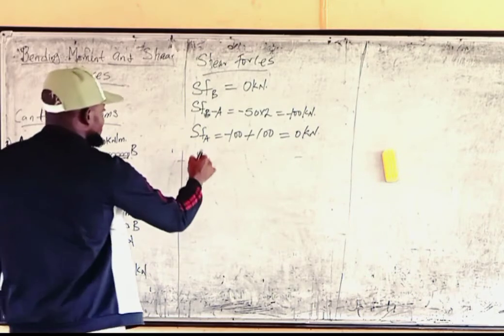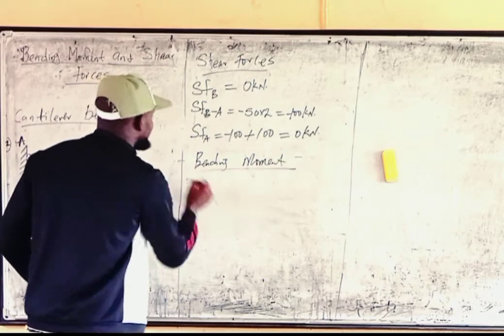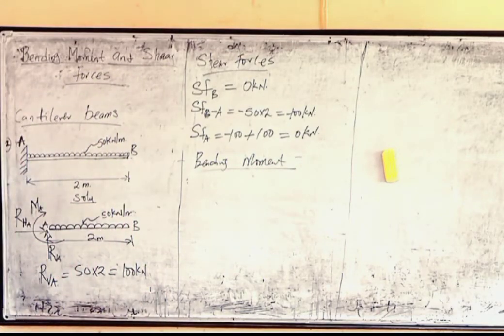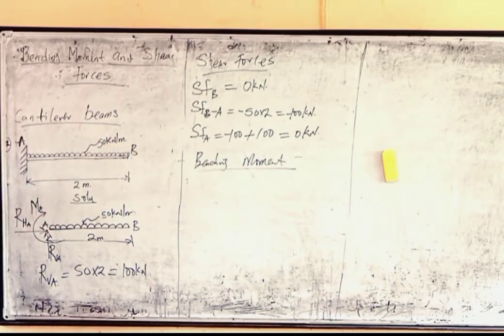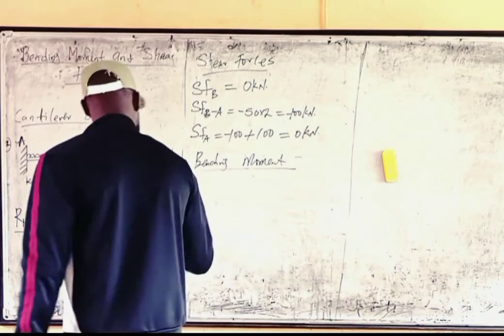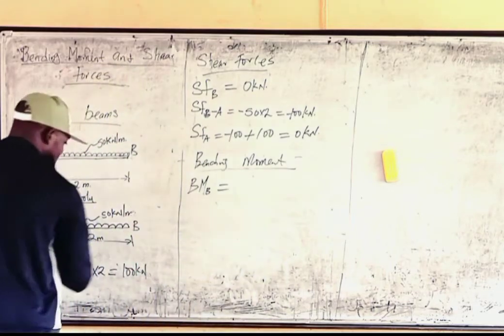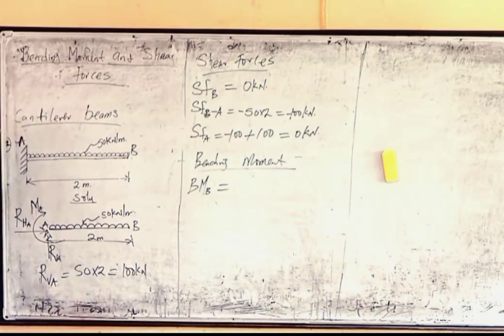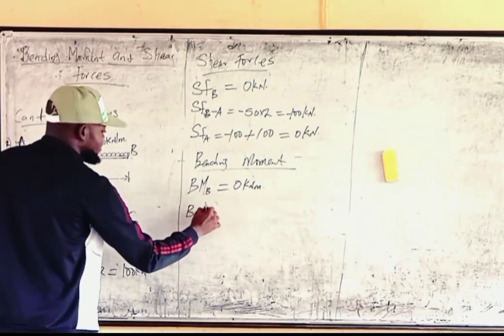So for bending moments, what we are going to do is try to bend this beam. So what are we going to get for bending moments? Let's check. We're going to look for the bending moment at point B and at point A. What is the bending moment at point B? Since there's no distance between this load and that point, the bending moment at that point will be 0. So the bending moment at point B is 0 kilonewton meters. What is the bending moment at point A?